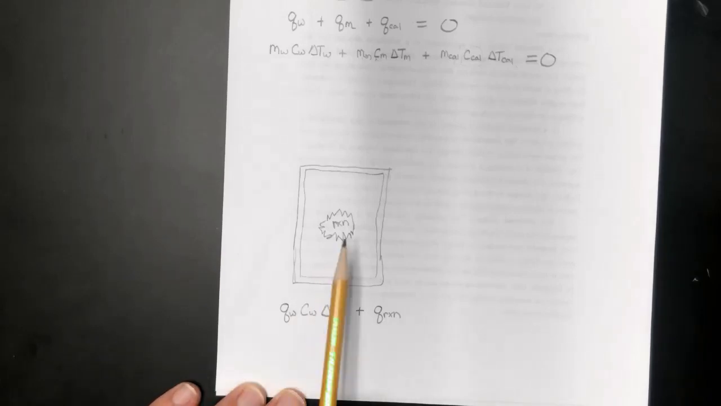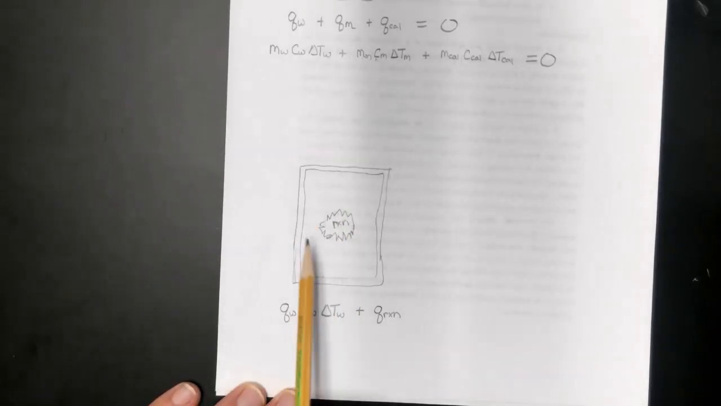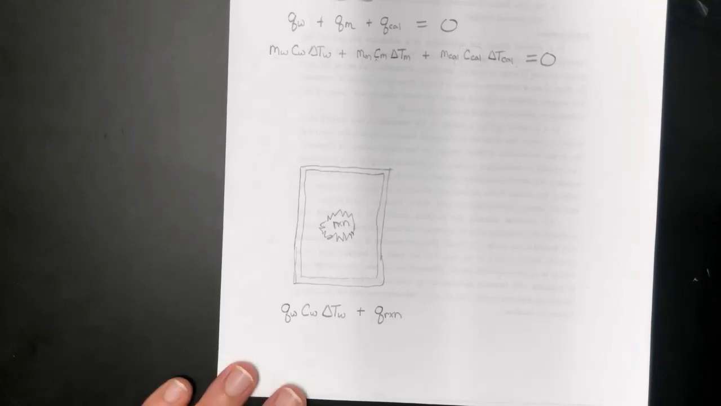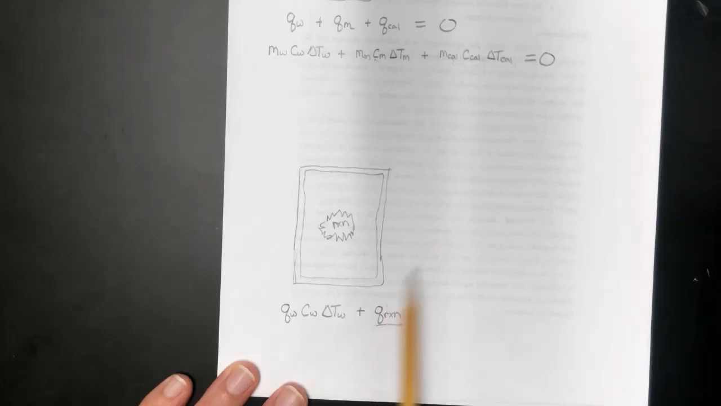What we're trying to determine is the enthalpy of this reaction. What is the enthalpy of this acid-base reaction between hydrochloric acid and sodium hydroxide? QRXN. This is the value that we're trying to determine. It doesn't have an MC delta T associated with it. This is the term itself we're trying to find.